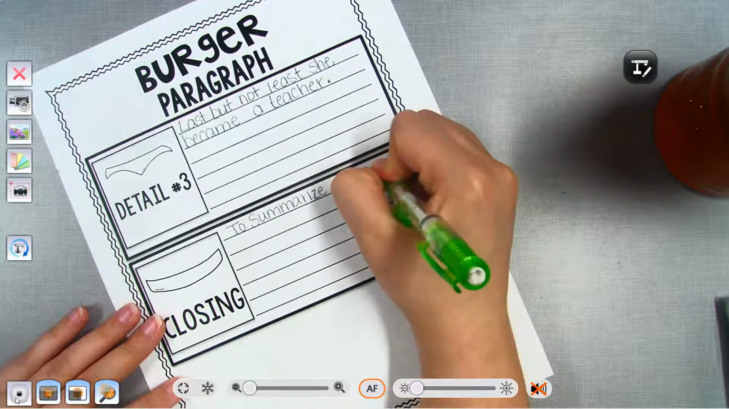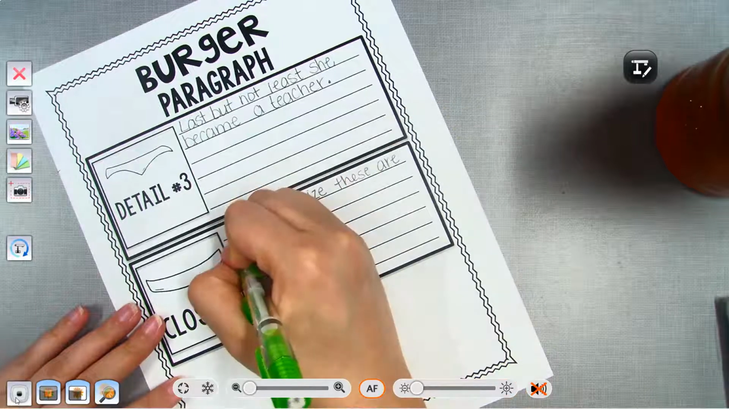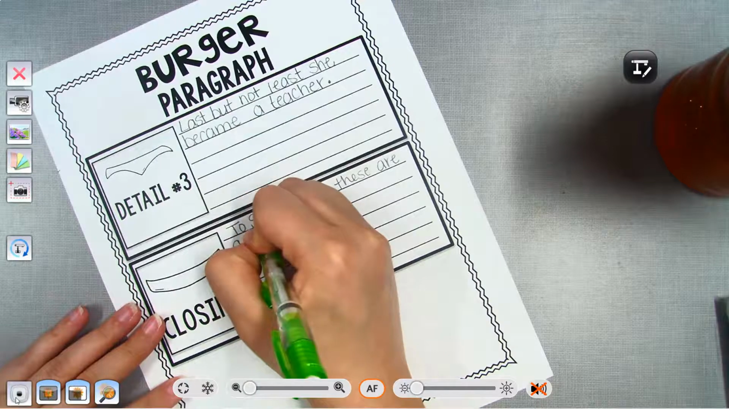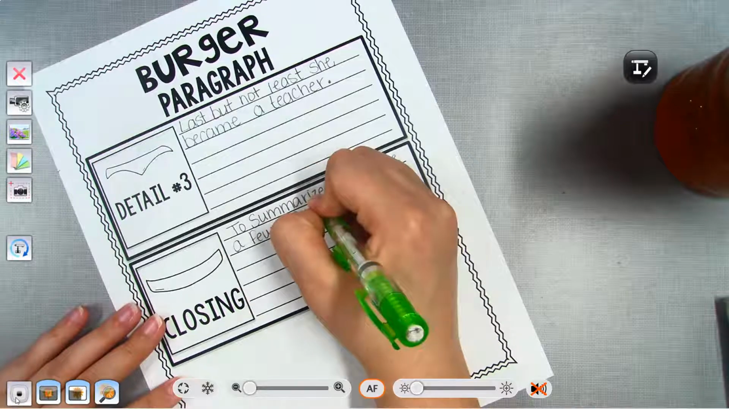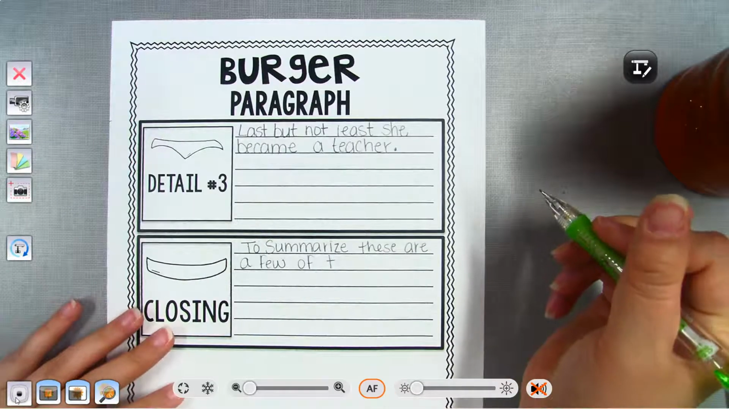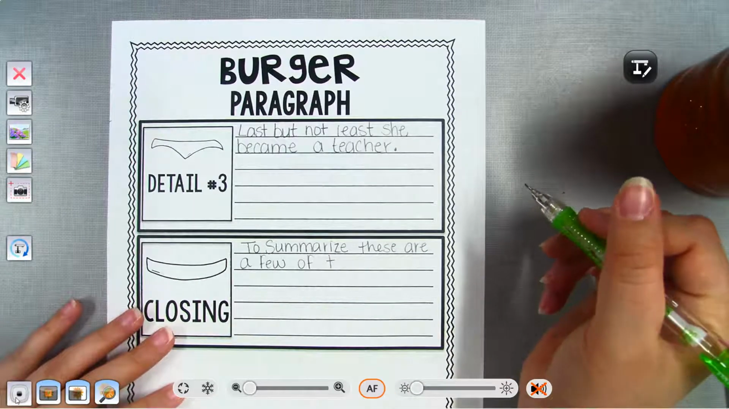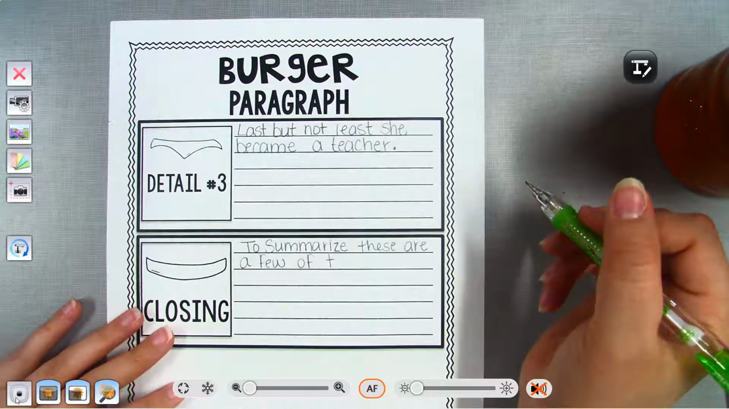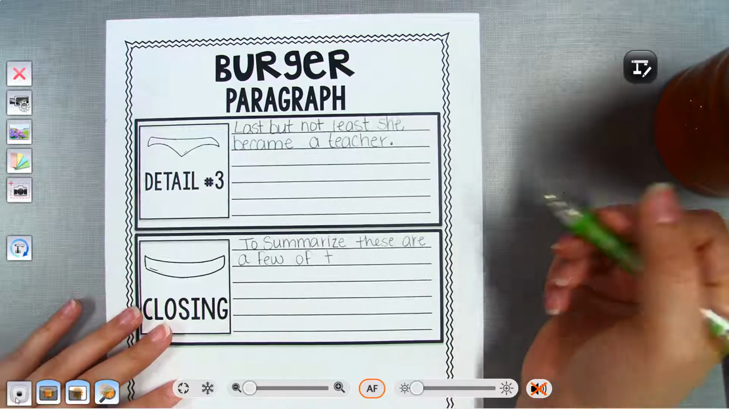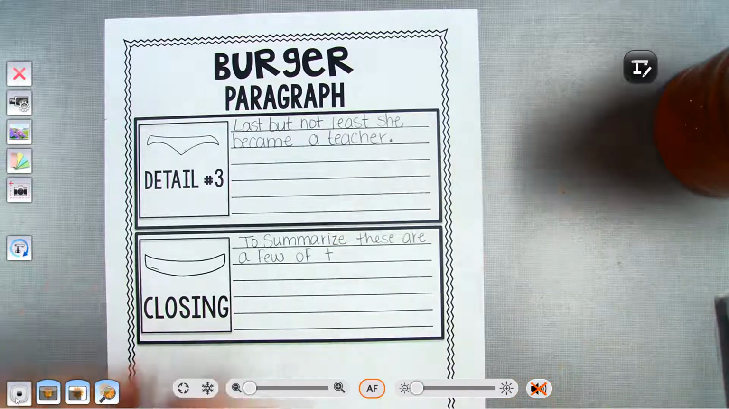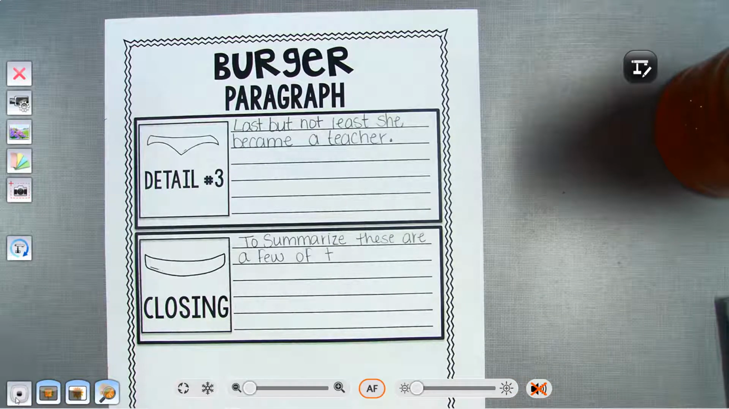these are a few of the things I like about my best friend. Well, okay. I don't think I like to summarize.